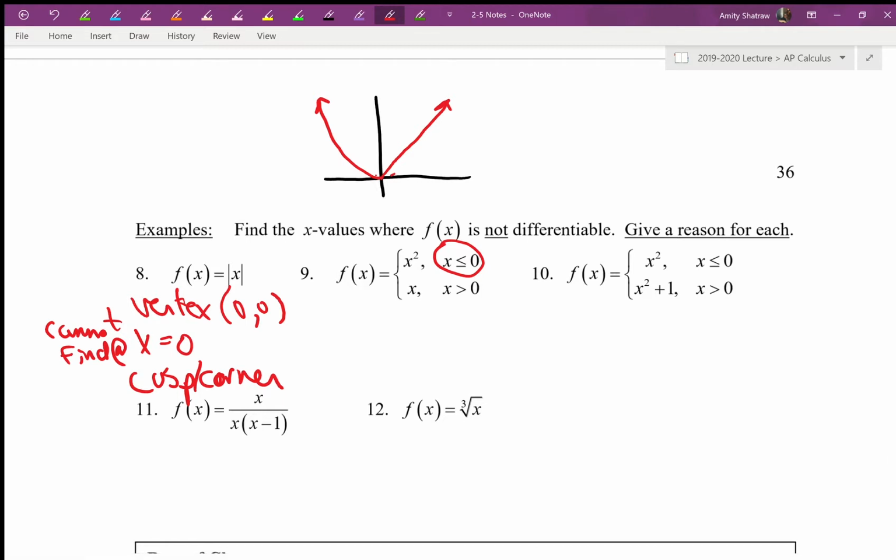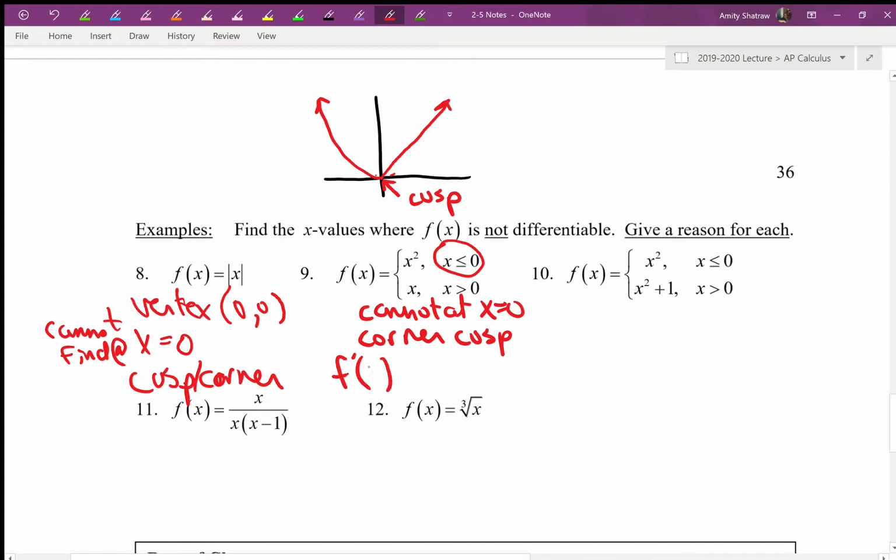And so right here, as soon as I've drawn this, I've noticed that there is a cusp. There is a corner, there is a problem, okay? And so I would say that I cannot find the derivative at x equals 0. Again, why? Because of my corner or my cusp. I do have a hint here though that I can't find it: if I actually tried to take the derivative of this function, it's worth it for me to try.